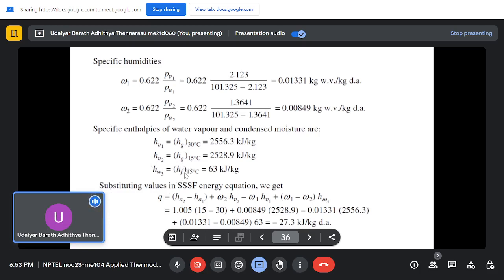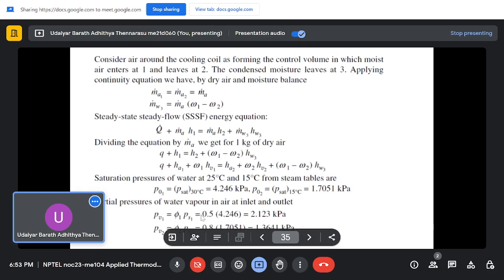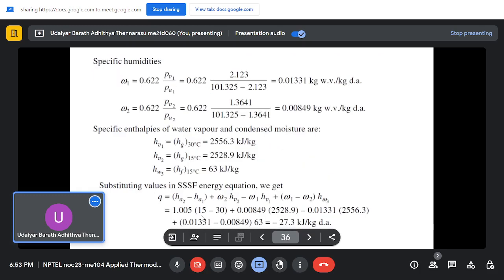Now substituting these values in the equation, substituting the enthalpy values, we will get Q as minus 27.3 kilojoule per kg dA, minus because we are losing heat. So we have found out the sensible cooling heat.